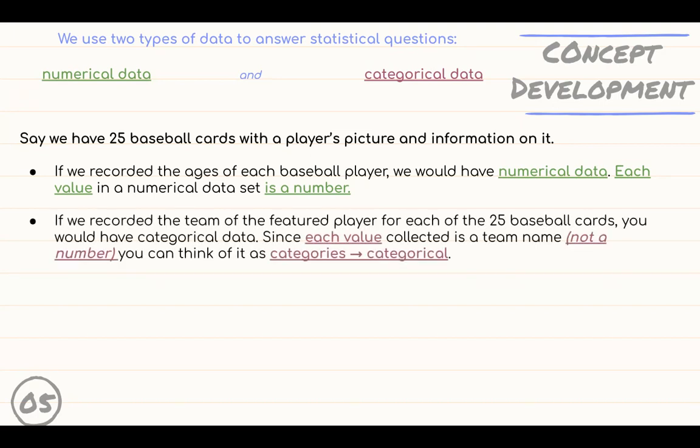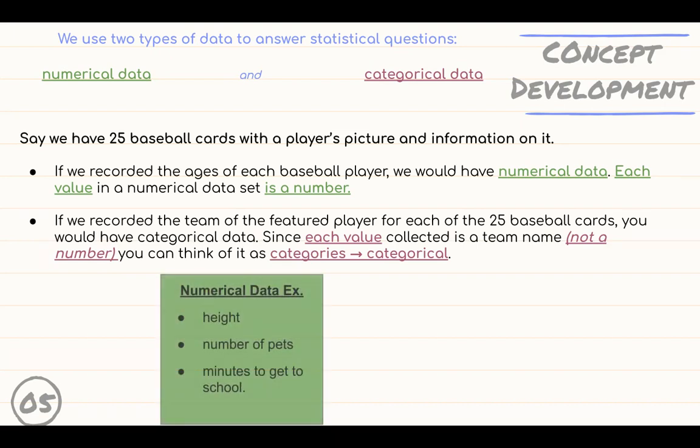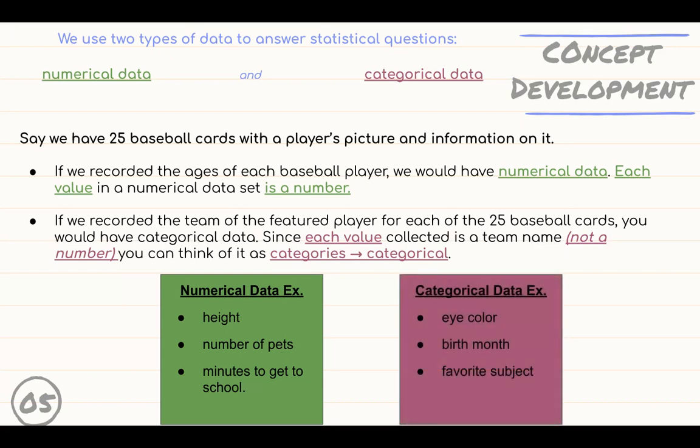If we recorded the team of the featured player for each of the 25 baseball cards, you would have categorical data since each value collected is a team name, not a number. You can think of it as categories, categorical. Some other examples of numerical data include height, number of pets, and minutes to get to school. And some other examples of categorical data include eye color, birth month, favorite subject.